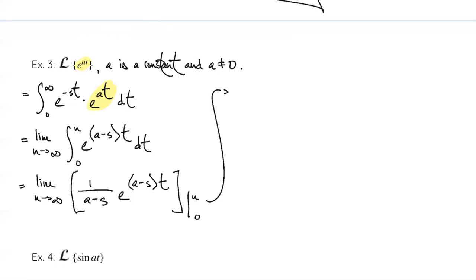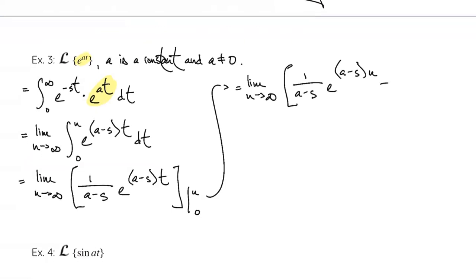That gives us the limit as n approaches infinity of, let's see, we're going to plug in the n everywhere we see a t first. So 1 over a minus s times e to the a minus s n. And the next thing we're going to do is plug in a 0. We know e to the 0 is going to give us 1, so we're just subtracting 1 over a minus s.